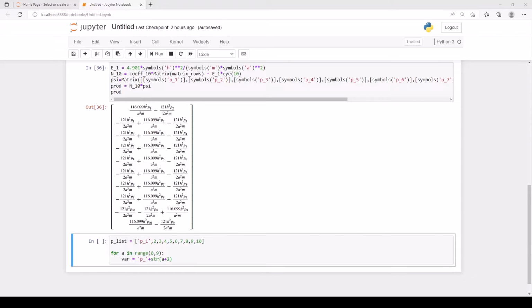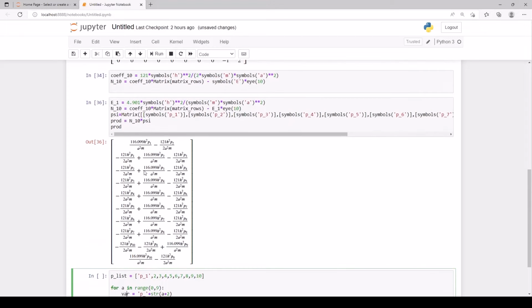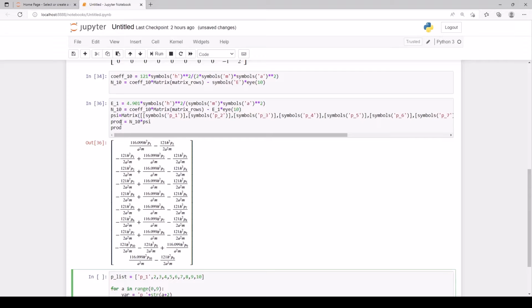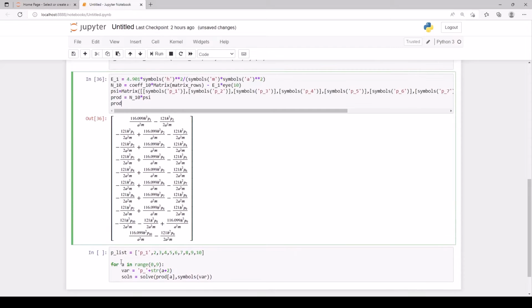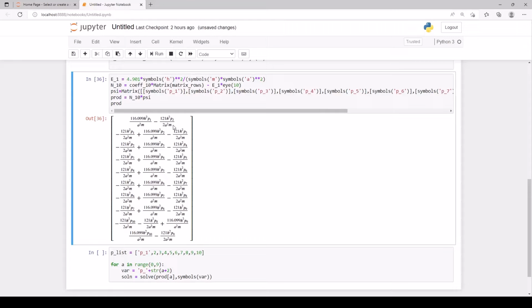Next, I'm going to solve. So I'm going to write out a solution. I'm going to say solution is equal to solve product index A in terms of symbols, the variable I define here. So remember, product is my matrix equation that I defined way earlier up here. Product is this thing. So I'm going to solve for A in range 0 to 9. So I'm going to solve in this loop, basically, the first equation. So for the A equals 0 case, I'm going to solve the 0th index, which is this equation. I'm going to solve it for the variable of interest, which for the A equals 0 case is going to be P2. So I'm solving this for P2.